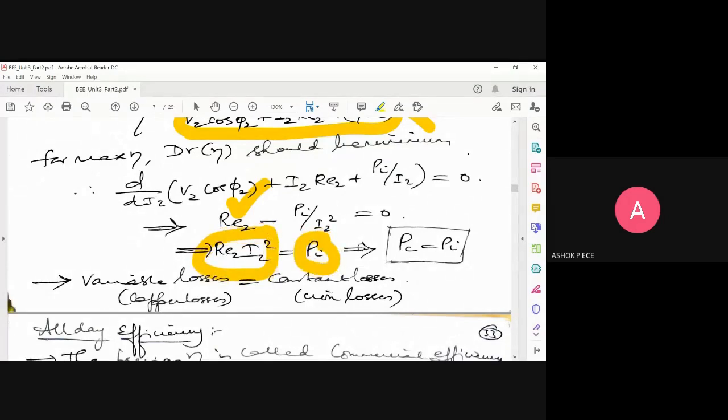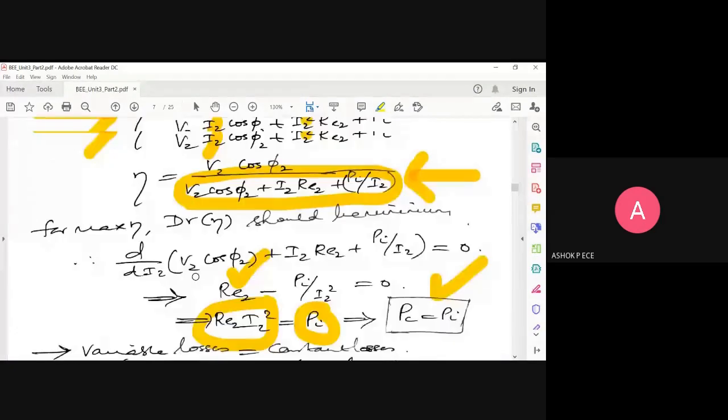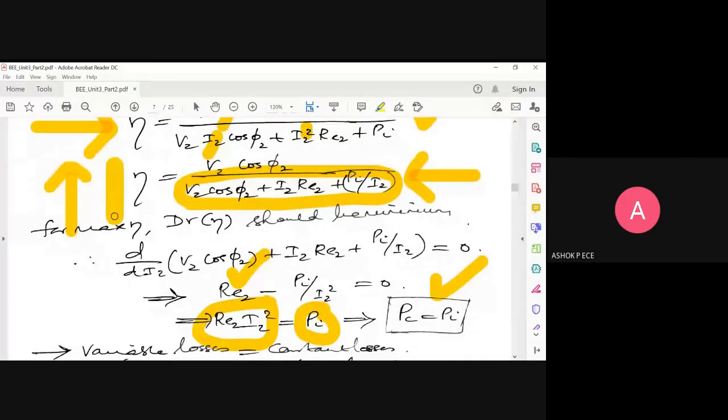Okay, the very important statement regarding the efficiency of a transformer: only when copper loss and iron loss are the same is the efficiency going to be maximum. Another name for copper loss is variable loss, because it depends on I2. Another name for iron loss is constant loss, because it is going to be constant. So only when the constant loss becomes equal to the variable loss, the efficiency of the transformer becomes maximum. This is a beautiful condition to ascertain the condition for maximum efficiency of a transformer. Any doubt in the condition for maximum efficiency?